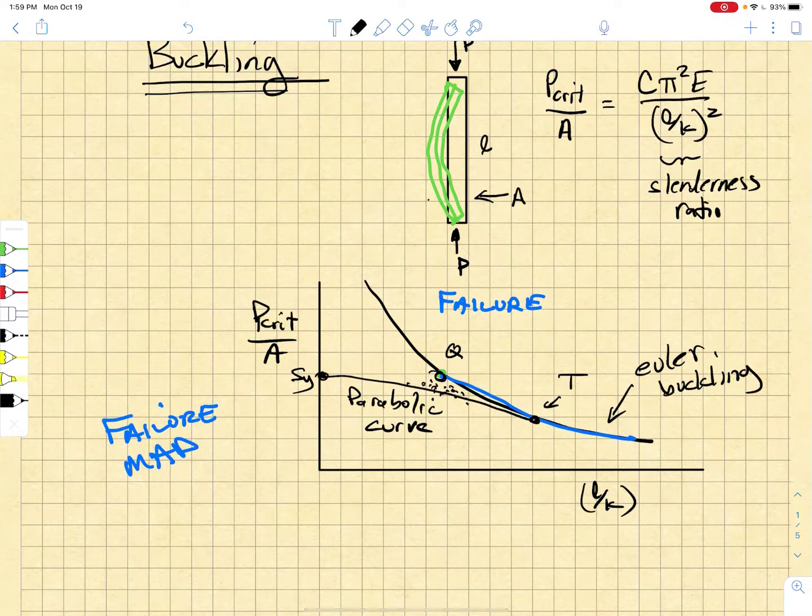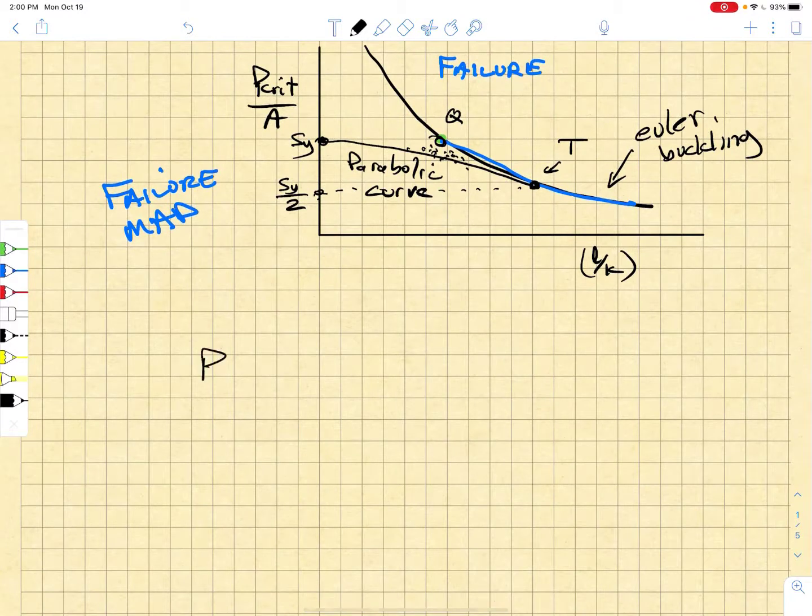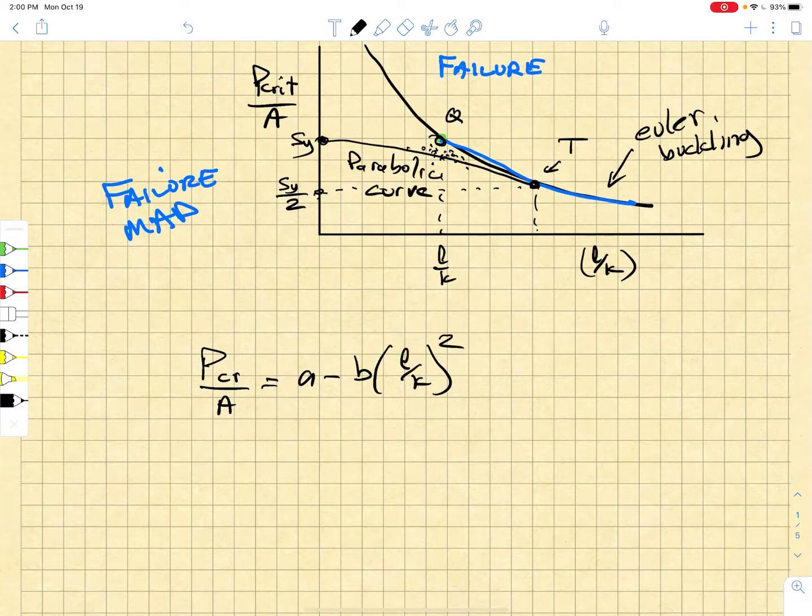Now the problem is we have to find these locations, and the point T is usually found by setting the stress P over A equal to half the yield stress. So we set up a parabolic function and we solve for the constants in that parabolic function. We say that the critical load divided by the cross-sectional area is equal to A minus B times L over K squared. And we identify the L over Ks that are associated with these points. There's L over K Q, and for some reason they call this one L over K1, but L over K1 is associated with the point T.